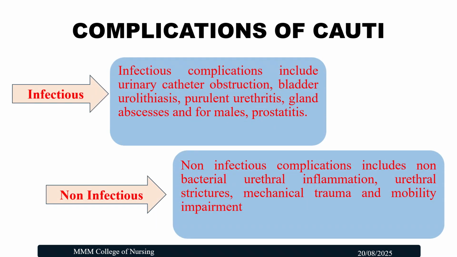What complications occur after CAUTI infection? There are two complications: infectious complications and non-infectious complications. Infectious includes urinary catheter obstructions, sometimes bladder urolithiasis, like urinary tract stones, and purulent urethritis, which means gonococcal urethritis is usually purulent, and inflammation is in the urethra. Most of the females will be affected.